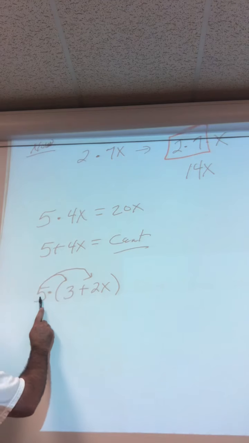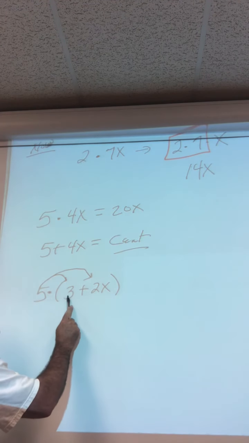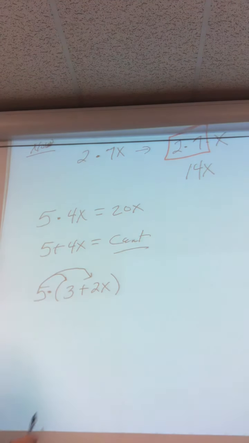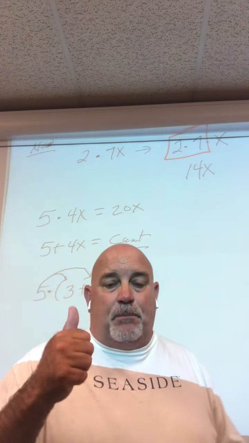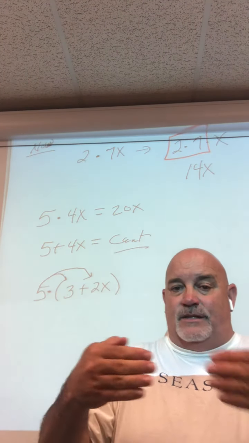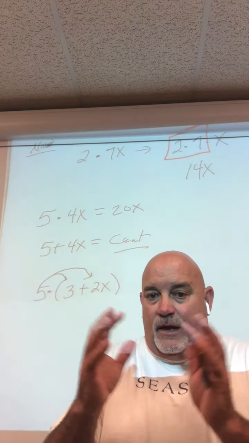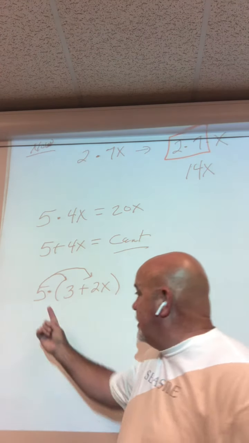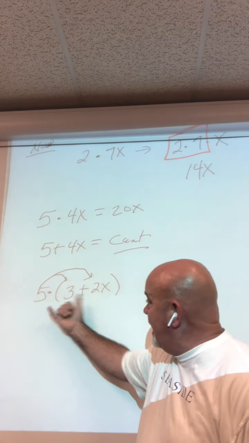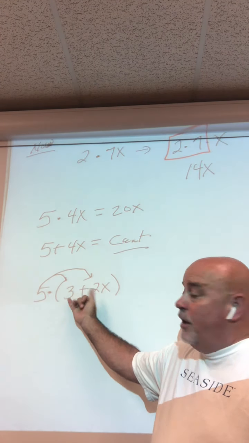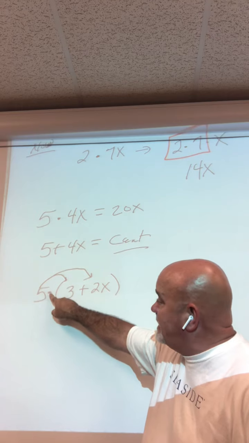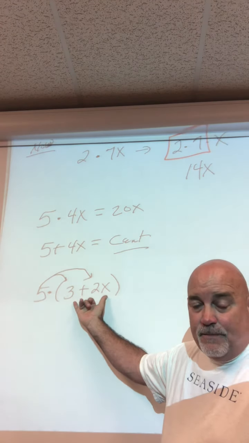Now I've got 5 times, not one term, this is two terms. In mathematics, plus signs and minus signs separate your terms. Multiplication is like glue. It holds the term together. So this is one term times, this is two terms. So you're multiplying this one times both of these.